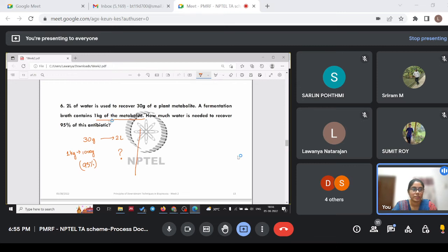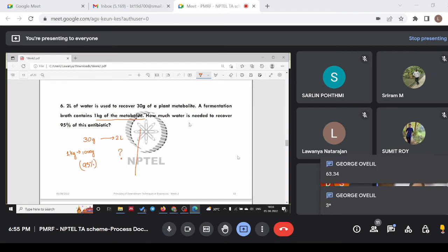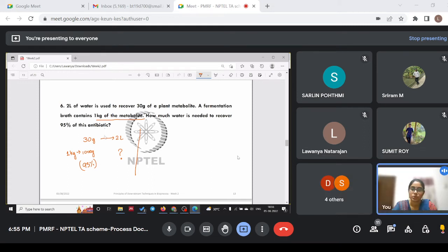So you're having 1 kg of metabolite in a fermentation broth. Great, George. Thanks. How much water is needed to recover 95% of this antibiotic? So you're going to recover only 95% of 1 kg. So what is that? 0.95.